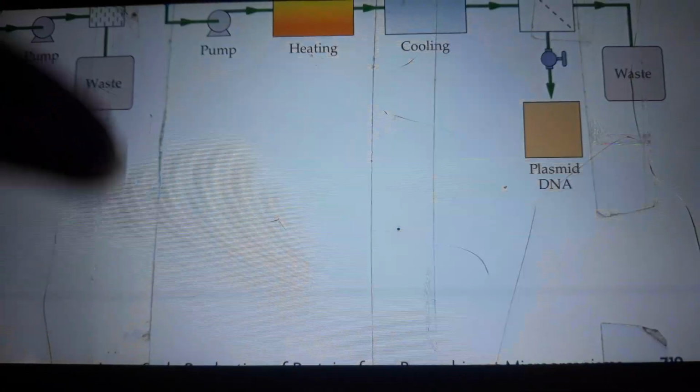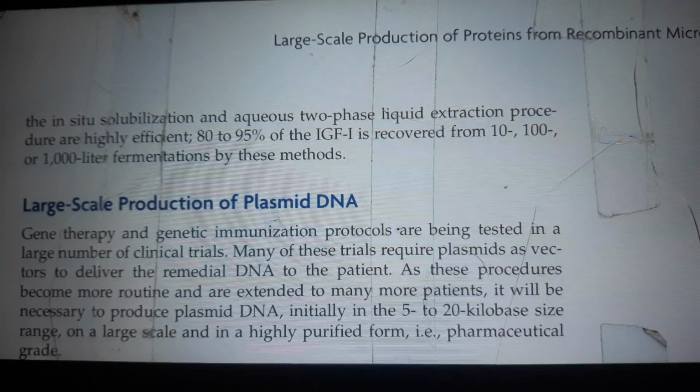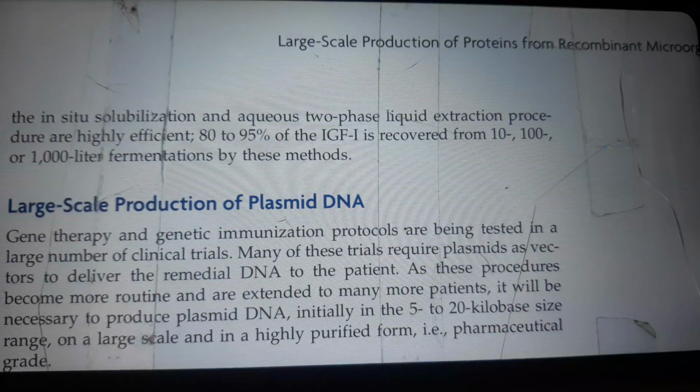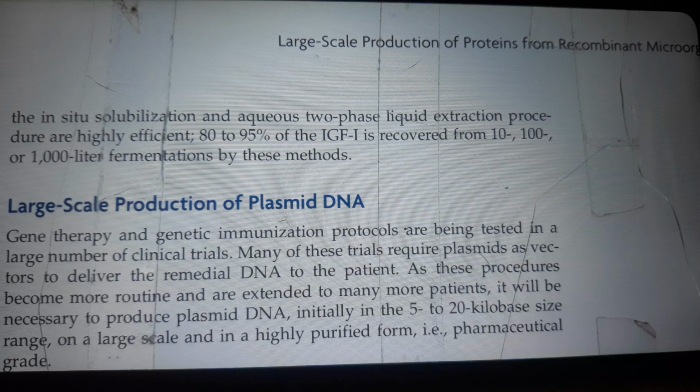Now, both the in situ solubilization and aqueous two-phase liquid extraction procedures are highly efficient. 80 to 95% of the IGF-I is recovered from 10, 100 or 1,000 liter fermentations by these methods.